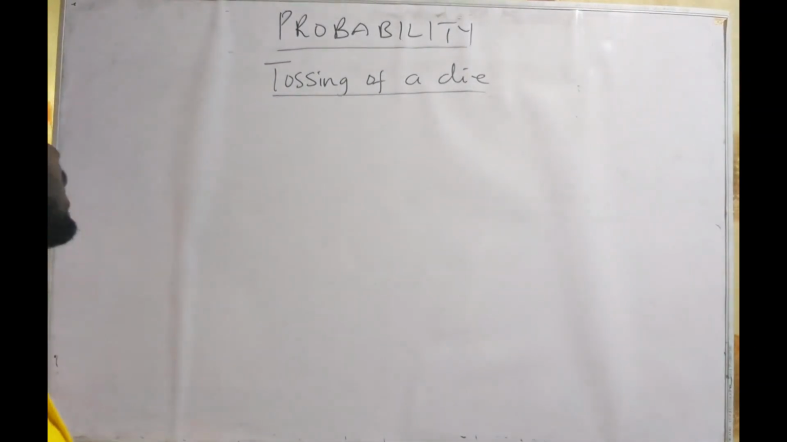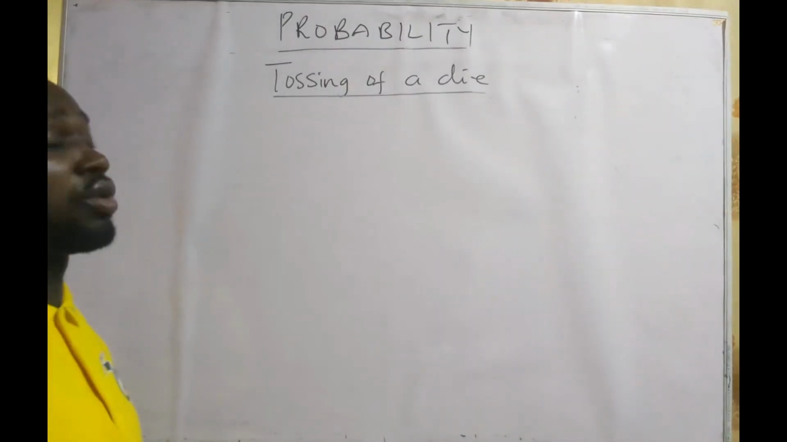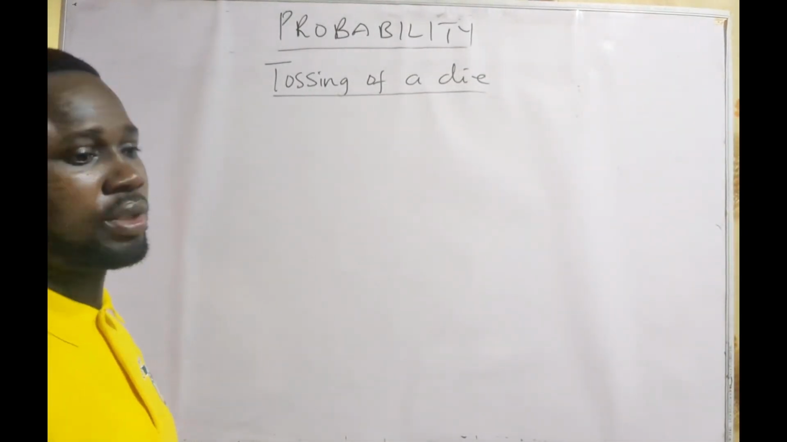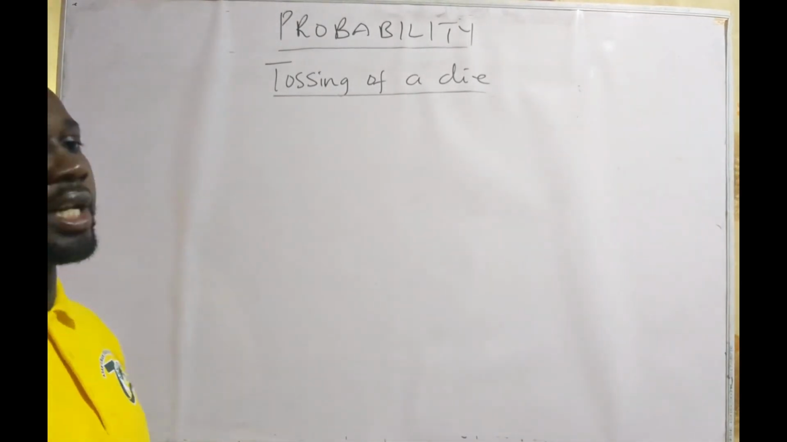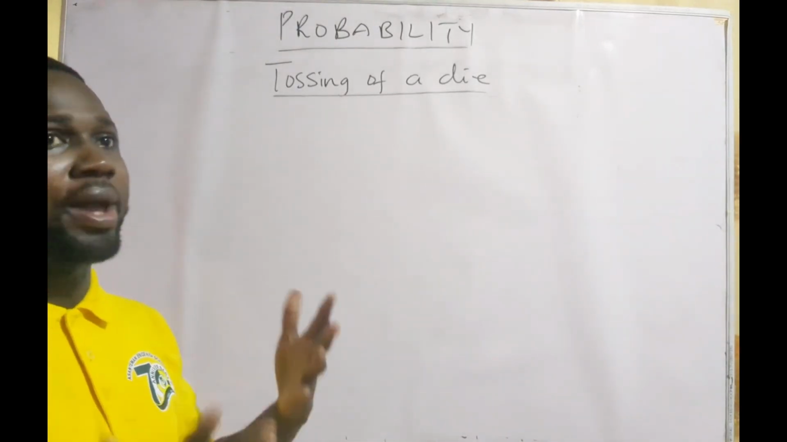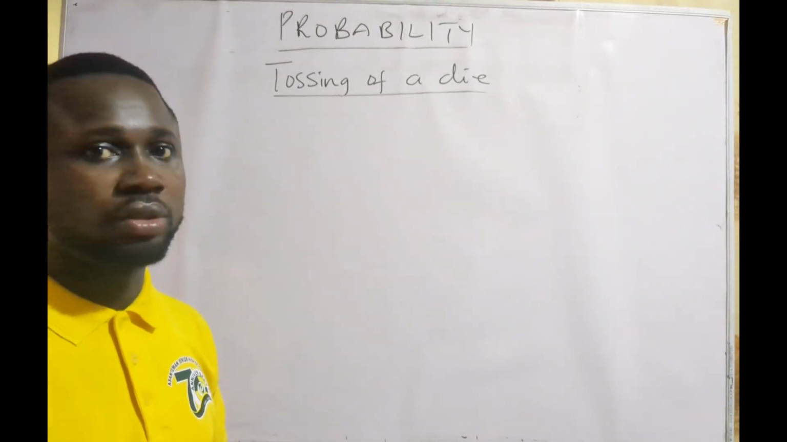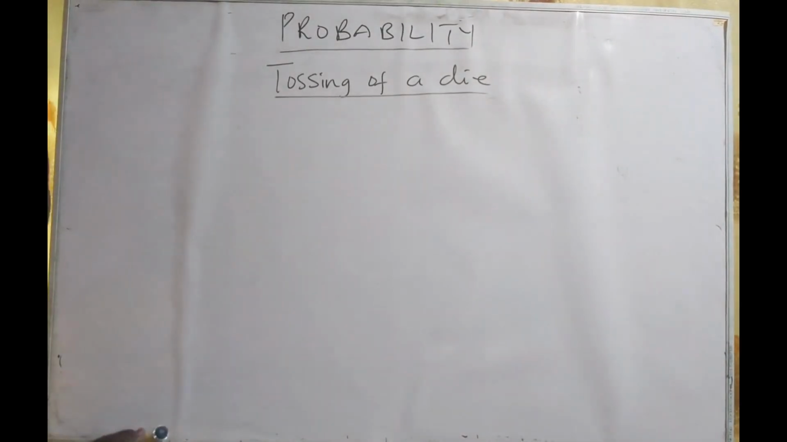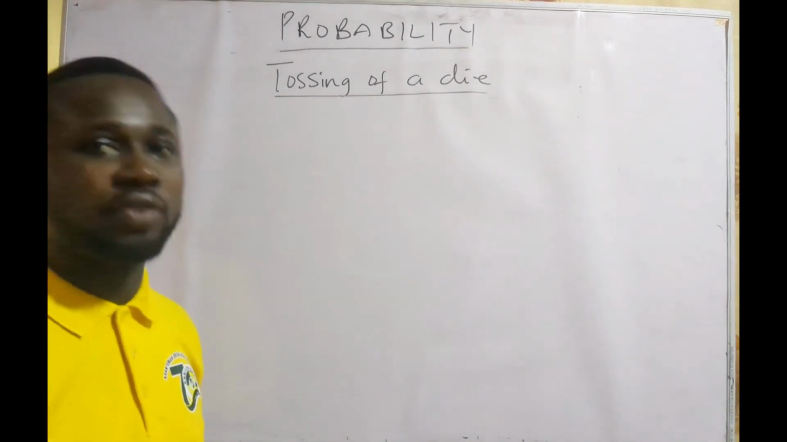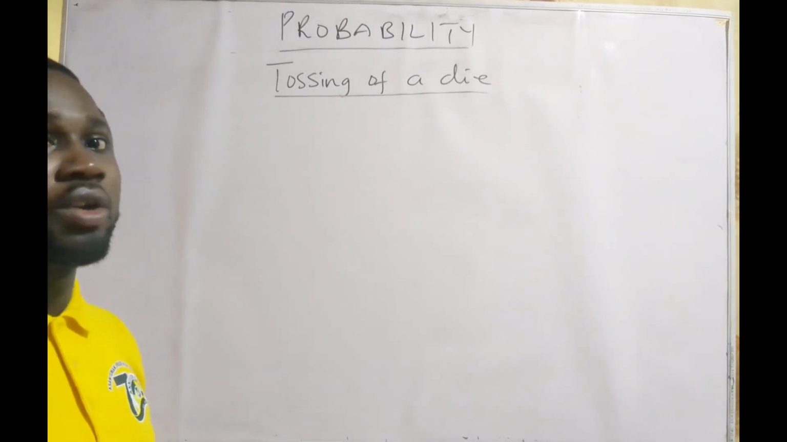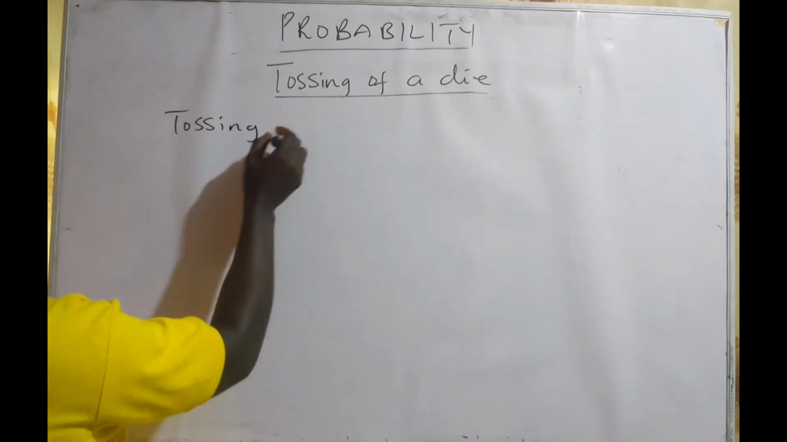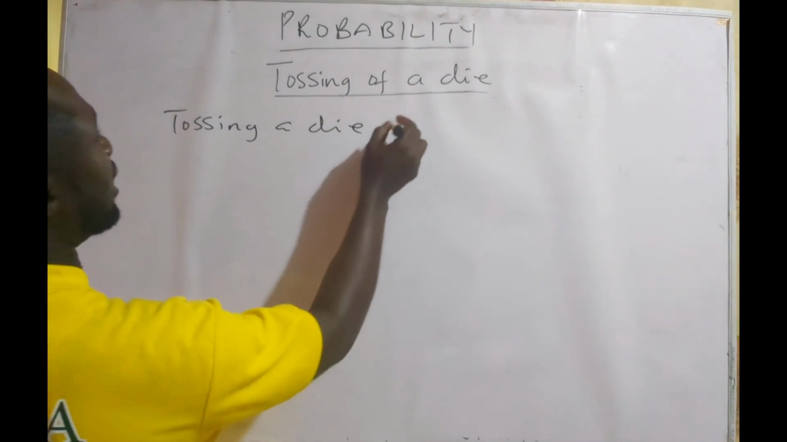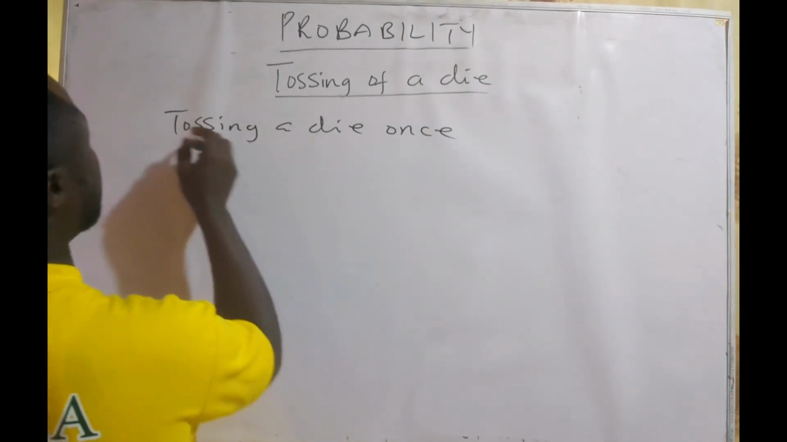We still continue our lesson on probability, and today we are going to look at tossing of a die. We look at all the possible outcomes when you toss a die, either once, twice, and so on. We know a die has 6 faces, so let's look at tossing a die once, and then we consider the possible outcomes.